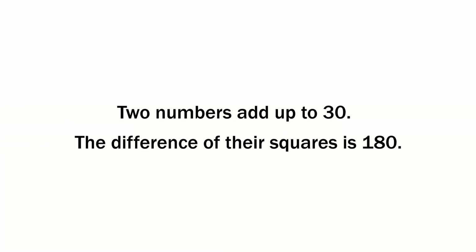Can you solve this? Two numbers add up to 30, but the difference of their squares is 180. Here are the two equations. A plus b equals 30, and a squared minus b squared equals 180.